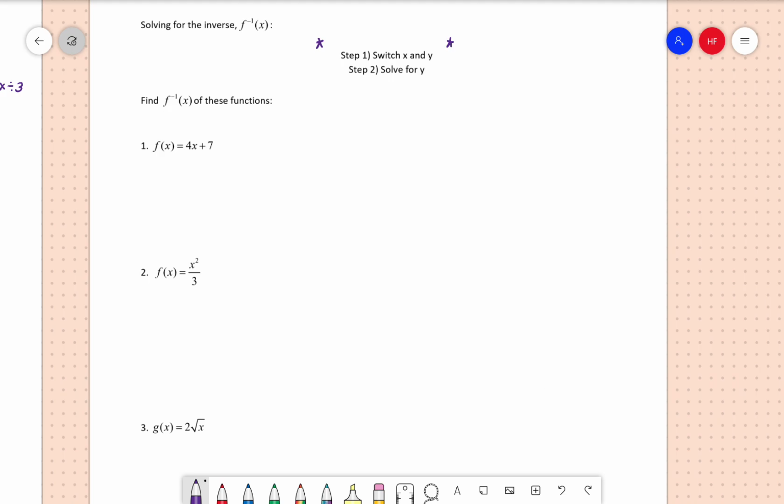So we're going to find the inverse of f. Looking at number 1, we have 4x plus 7. My first step is to switch x and y. Whenever I say f of x equals, it's the same thing as saying y equals. So 4x plus 7. Now it's going to say x equals 4y plus 7. We see that we switched the x and the y. And then step 2, solve for y.